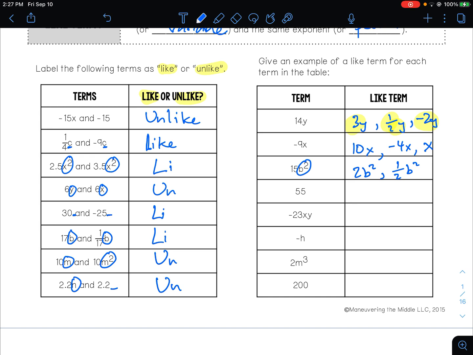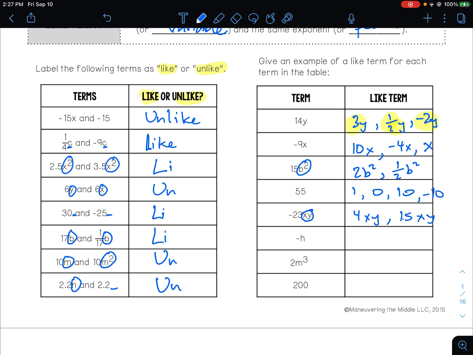55, there's no variable that it's being multiplied to, so it's just a number, it's just a constant. So how about the number 1, or the number 0, or the number 10, or the number negative 10? It's all good. All right, negative 23xy, that's a new one. Well, xy is going to be the thing that we need to be alike, so negative 23xy. How about 4xy?